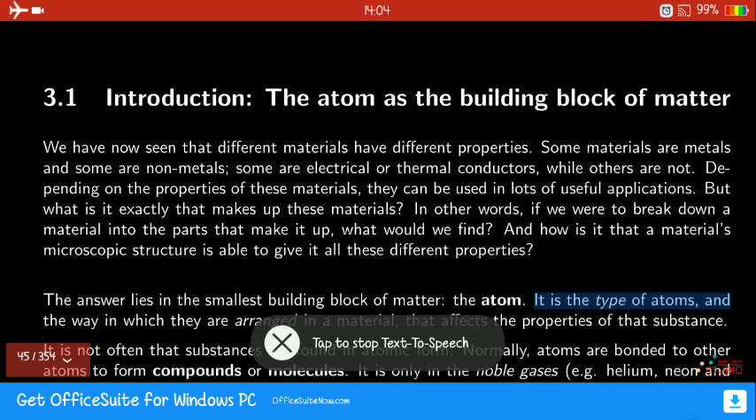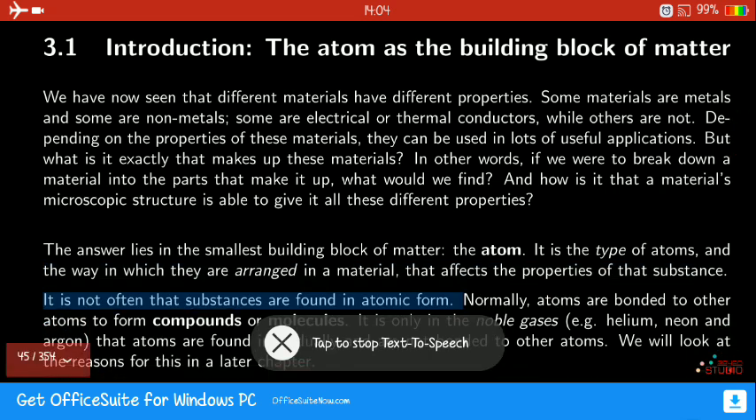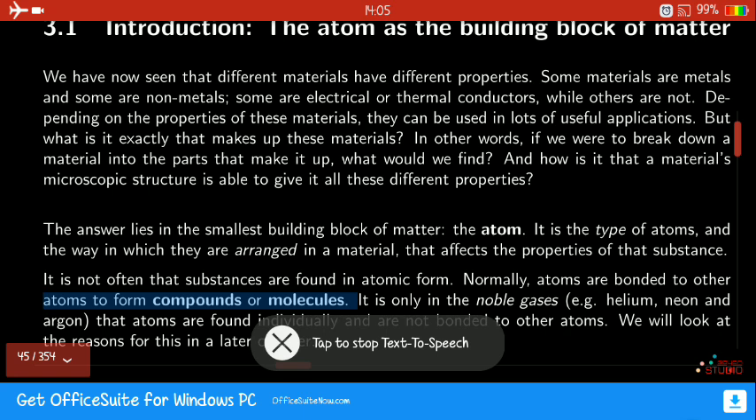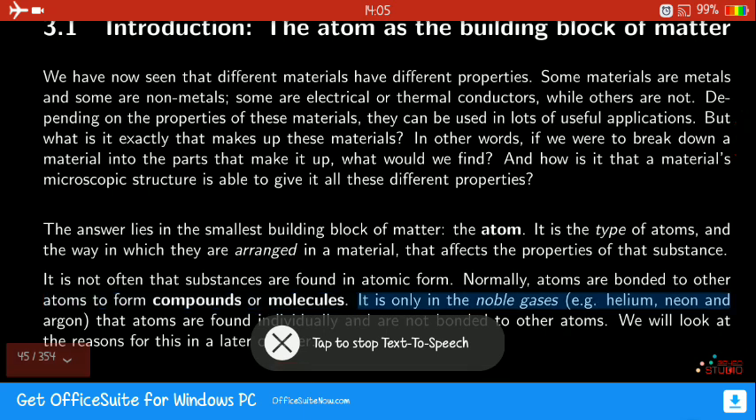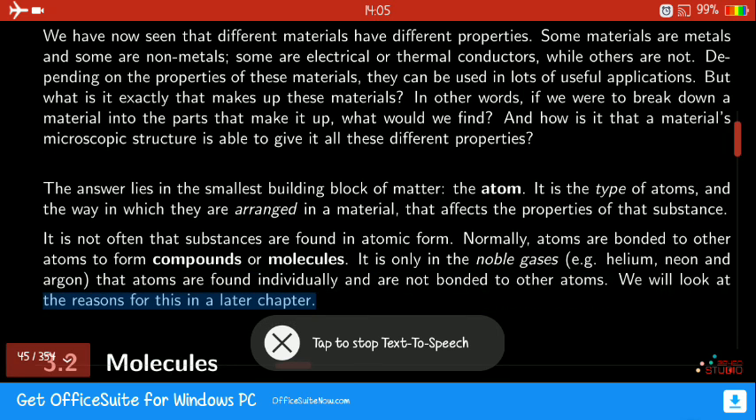It is the type of atoms, and the way in which they are arranged in a material, that affects the properties of that substance. It is not often that substances are found in atomic form. Normally, atoms are bonded to other atoms to form compounds or molecules. It is only in the noble gases, e.g. helium, neon and argon, that atoms are found individually and are not bonded to other atoms. We will look at the reasons for this in a later chapter.